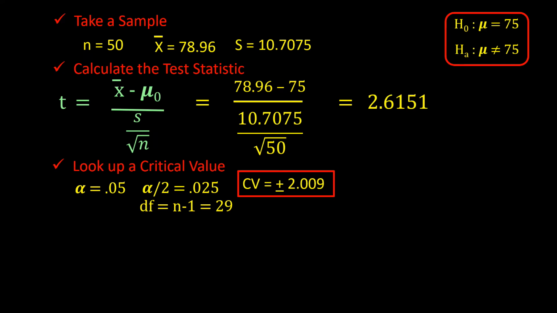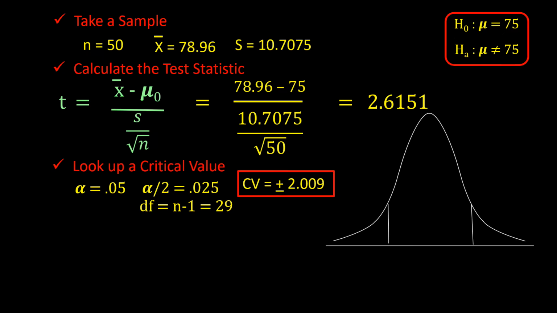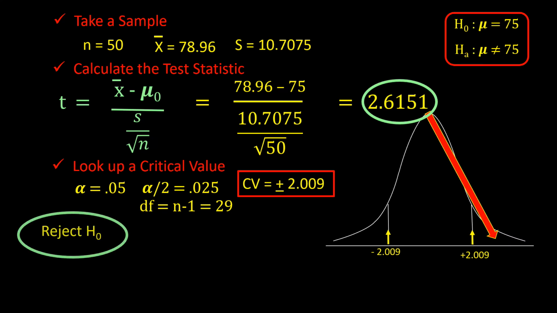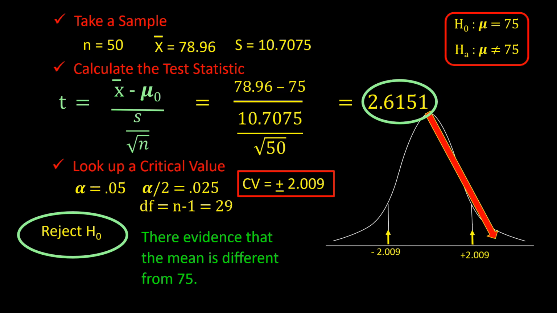Okay, so we've looked up the critical value and we found the critical value is 2.009. Now we have to check on the distribution whether the test statistic falls in the rejection region or the non-rejection region. The critical value again is 2.009. The test statistic was 2.6151. And where does that fall? That falls in the tail area, and that is the rejection region. So we say reject the null. If we reject the null, that means we found evidence for the alternative hypothesis, and so there is evidence that the mean is different from 75.